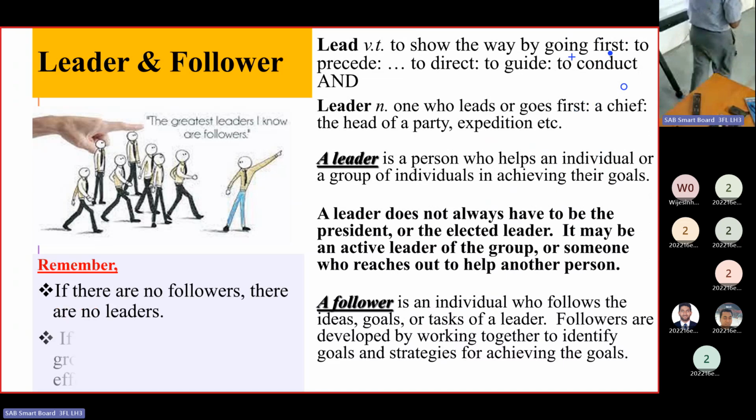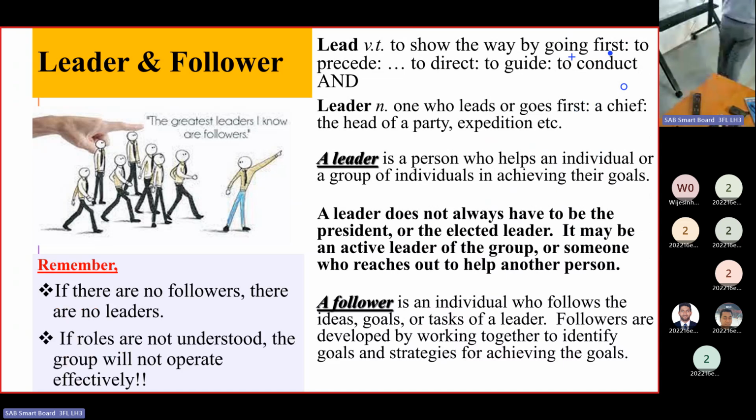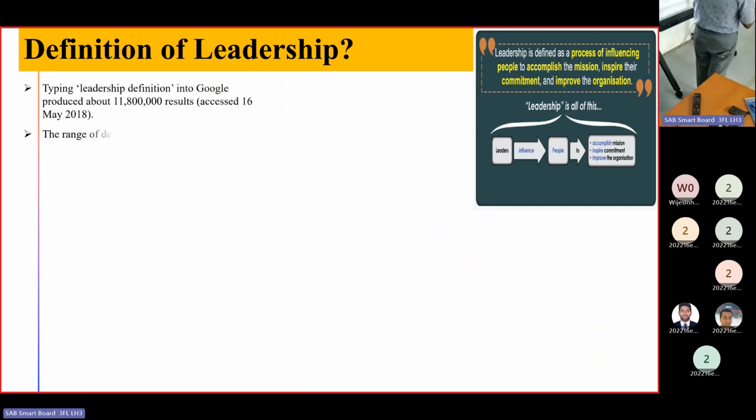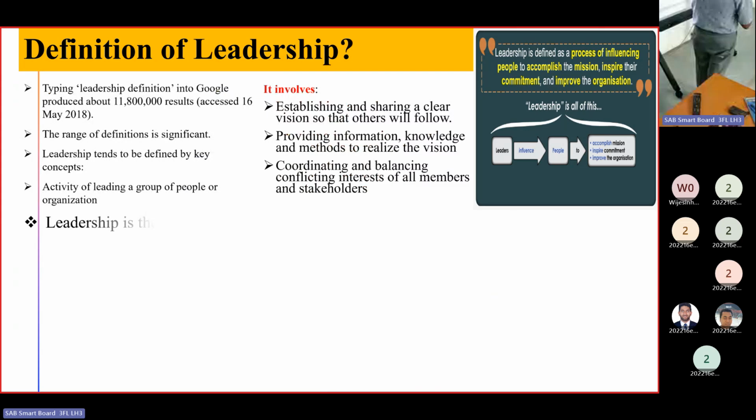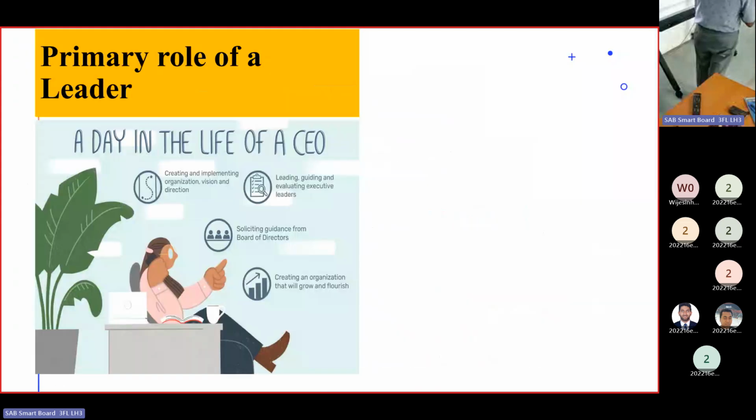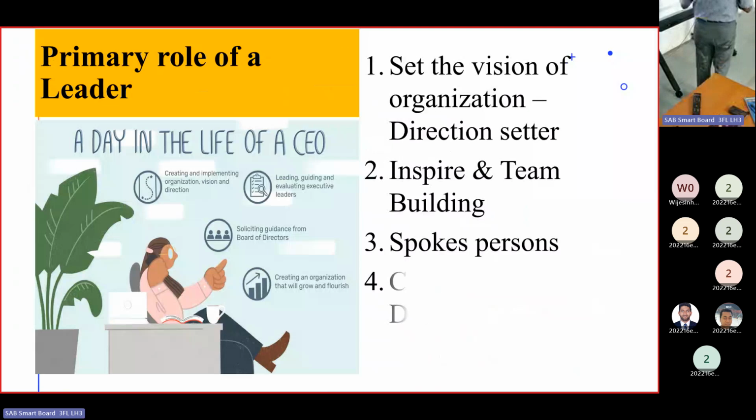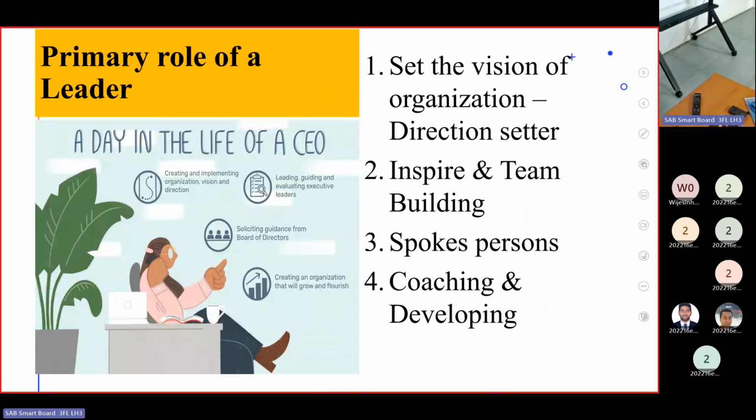I normally do it. Remember, if there are no followers, there is no leadership. If you don't know the world, nothing will happen. The definition of leadership I already explained, so I don't want to discuss the last one. I'm just telling you this, you have to remember for the exam as well as for knowledge. What are the five ways a CEO or leader plays a major role? They set direction, they are the spokesperson, and inspire, team building and coaching and developing, and they are changing.